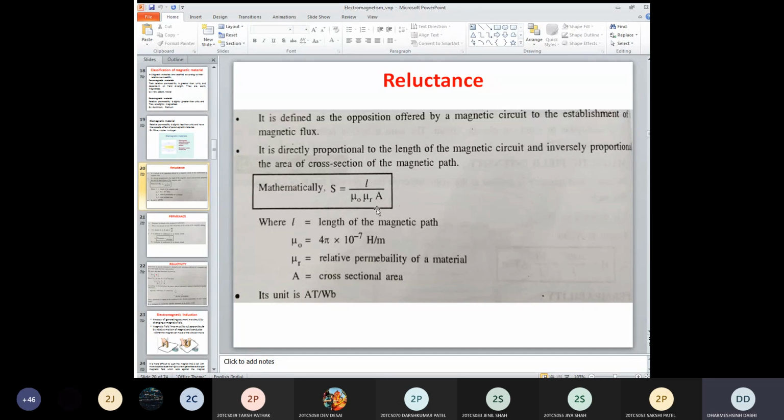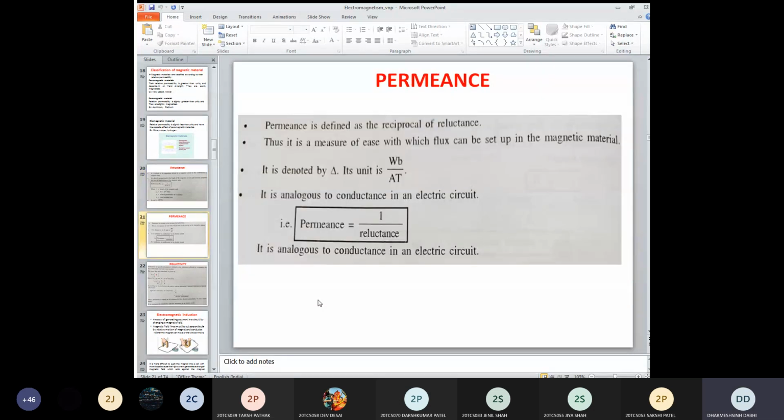S is equal to L divided by mu 0 into mu R into A, and its unit is ampere turns per Weber. Unit of reluctance is ampere turns per Weber. The next term is permeance. Permeance is the reciprocal of reluctance.